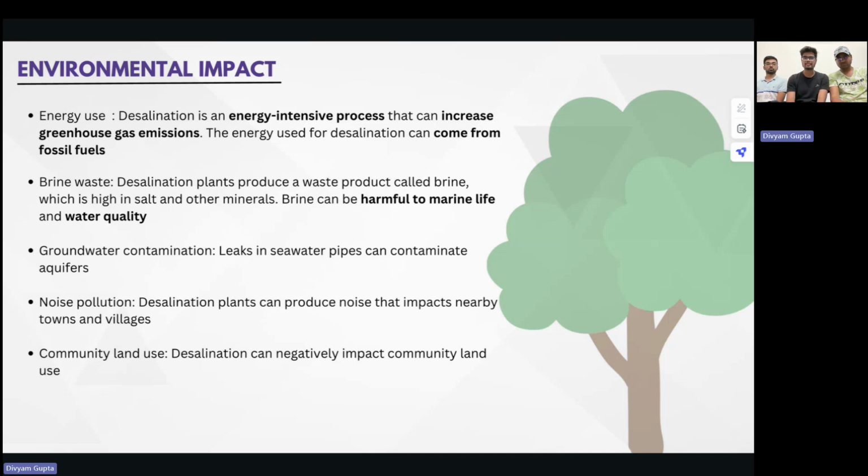The second one is brine wastage. The byproduct of desalination is brine, which can be directly put into the river or sea and decrease the quality of water. It is also harmful for marine life. Also, due to leakage from the pipelines which connect the sea to the industry, it may contaminate the groundwater and decrease the water quality. Then there is the noise pollution and the community land used in the desalination process.